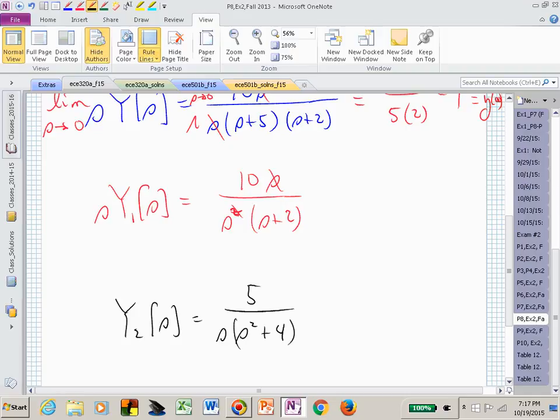Question? Yes, so now you need to justify. You can say, cannot apply the final value theorem because I have roots at plus and minus j2. The final value for y sub 2 of t does not exist because I have poles on the imaginary axis. Something to that effect.